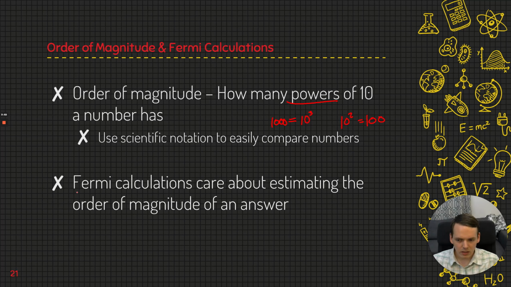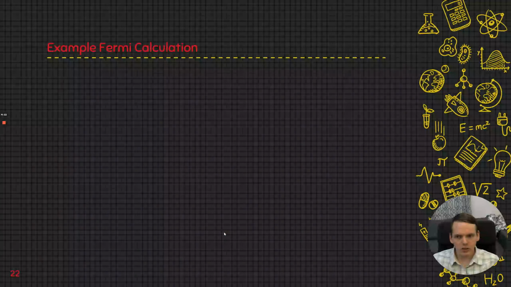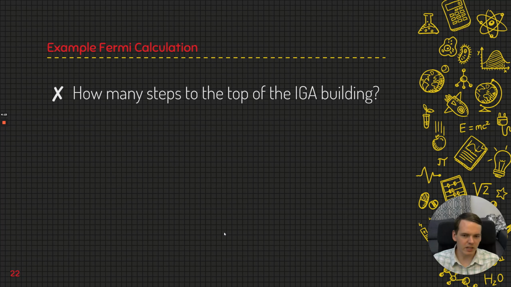And these Fermi calculations are a way to estimate the order of magnitude for an answer. This is a calculation where you just ballpark the numbers. You're not caring about if it's completely accurate. You're just trying to get a feel for about how big this number should be. So I'll give you an example here. How many steps are there to the top of the IGA building?